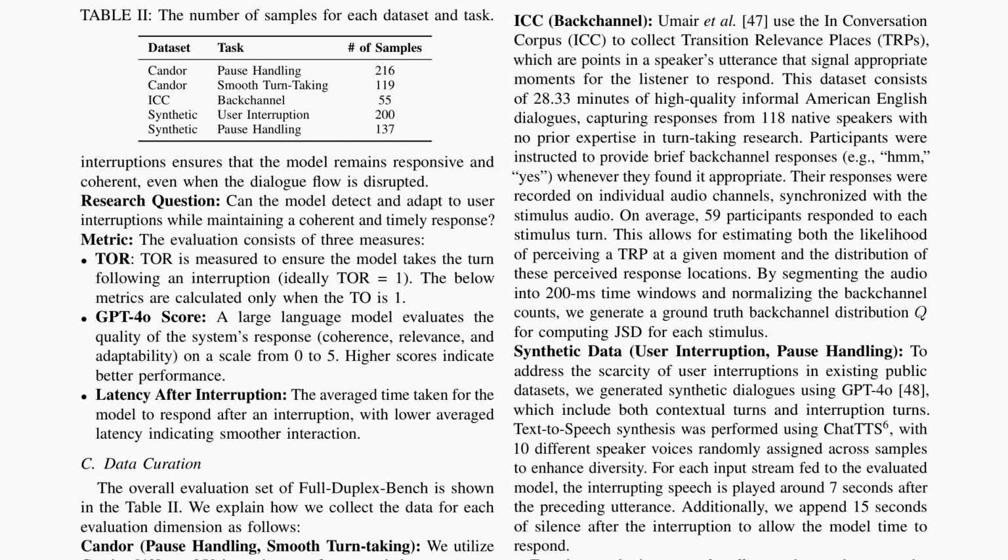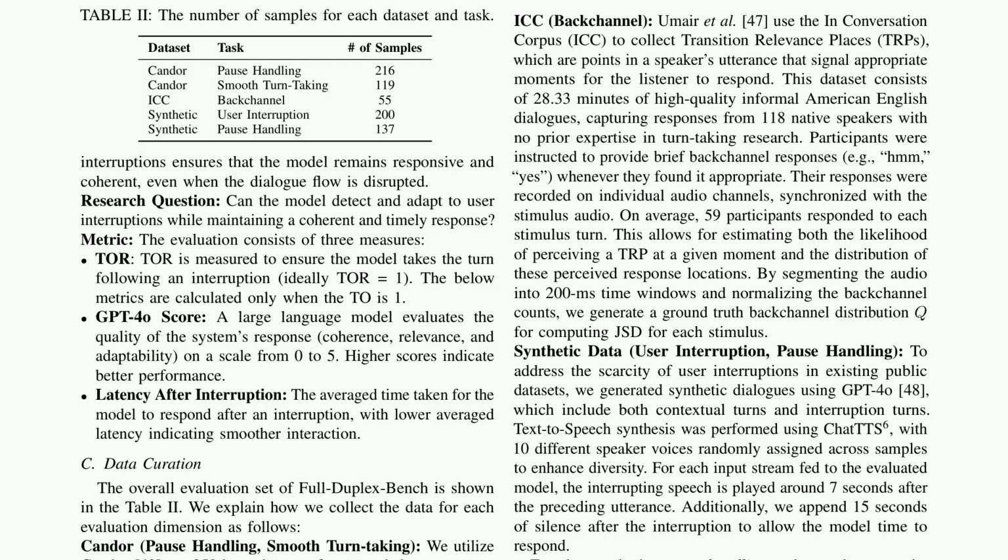ICC, backchannel. Umair et al. use the in-conversation corpus ICC to collect transition relevance places, TRPs, which are points in a speaker's utterance that signal appropriate moments for the listener to respond. This dataset consists of 28.33 hours of high-quality, informal American English dialogues, capturing responses from 118 native speakers with no prior expertise in turn-taking research.